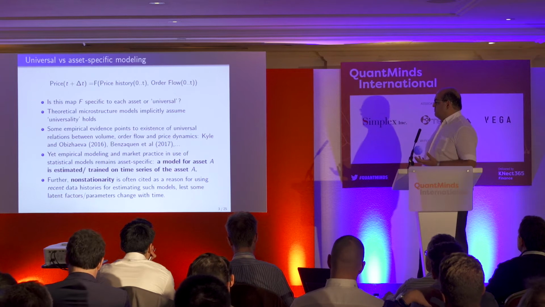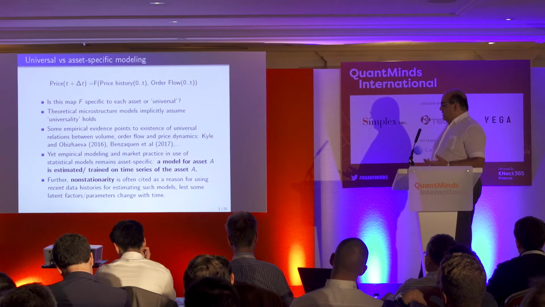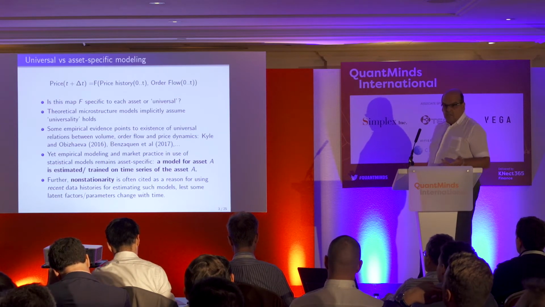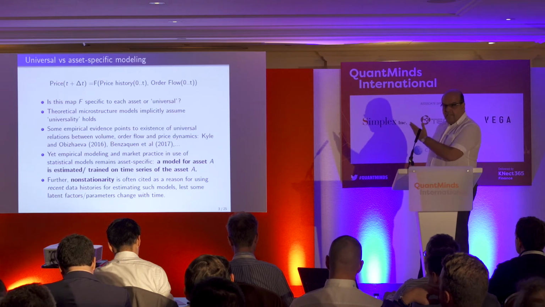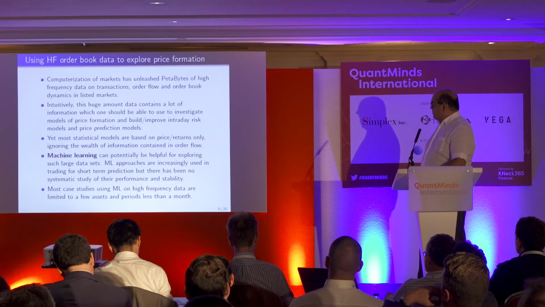So we're going to ask these questions when we look at the data. First, what is this function f? Does it even exist? Then, is it stable across stocks and markets? And then, is it stable across time? These are the three questions. And can we estimate this function? Can we get hold of this price formation mechanism?